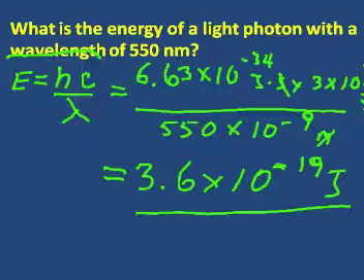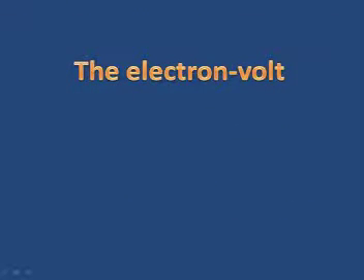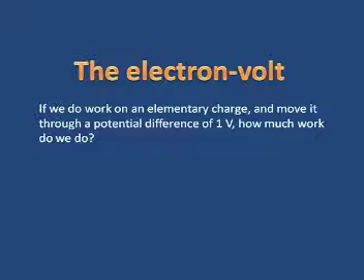But these energies are so tiny, there's something called the electron volt. Now, let me ask it like this. If we do work on an elementary charge, a proton, an electron, move it through a potential difference of 1 volt, how much work do we do, or how much energy would it gain? You need to know then that the work is equal to Q times V. Again, it's important that you have that memorized. Remember, the voltage is work per charge, so work is Q times V.